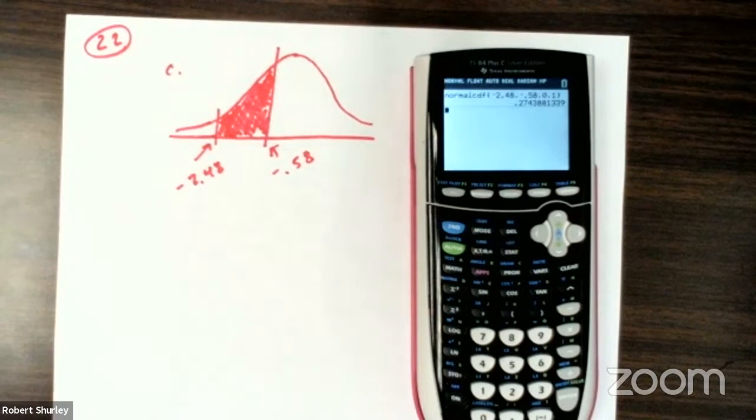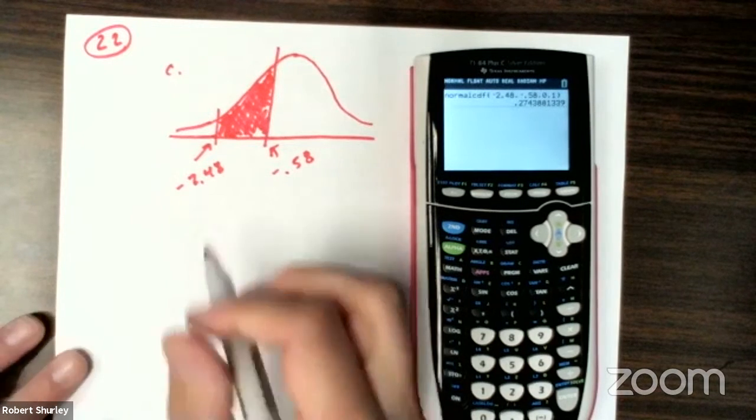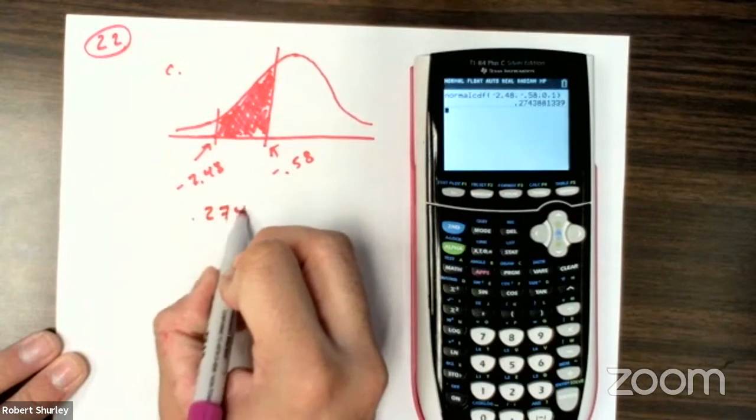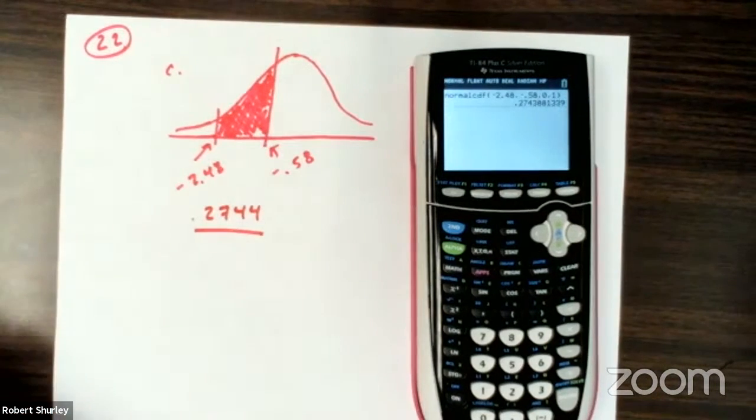They use four decimal places. Okay. So 0.2744.